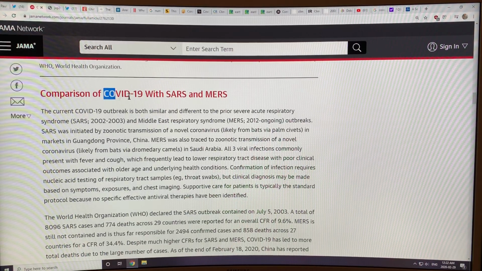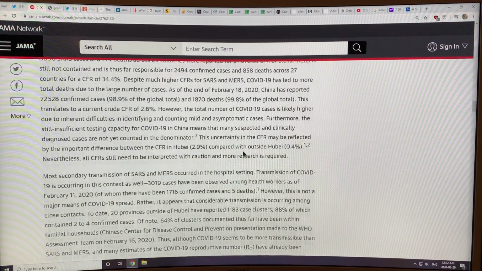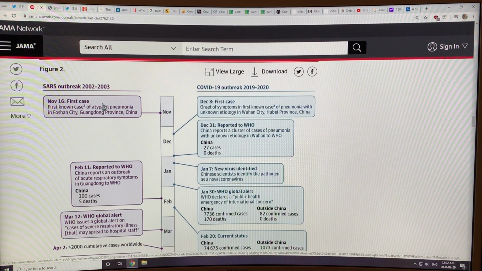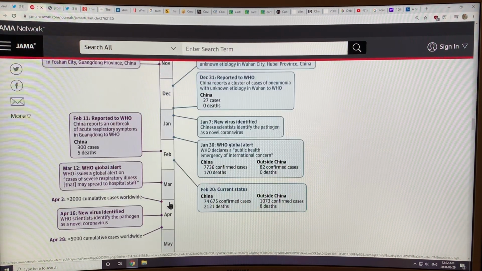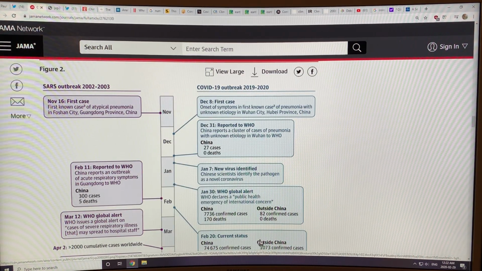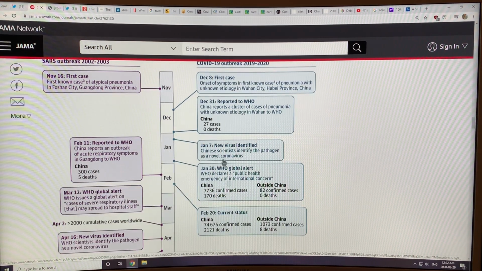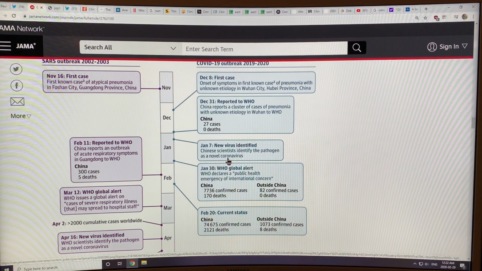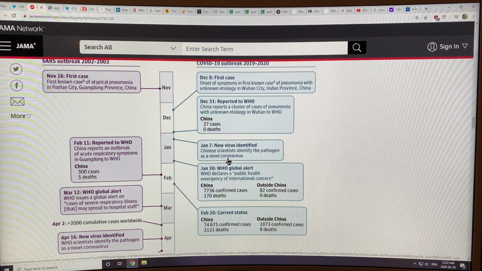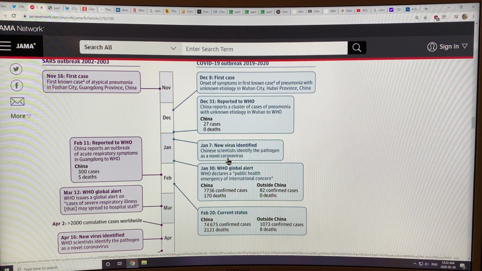Compare the COVID-19 with SARS and MERS. What you can see here is the SARS outbreak, first case here, and the progression of things happening. And here is the COVID-19, how things are happening. And the acceleration is far greater, of course. If the death rate is extremely high with a virus like this, then people would get it.